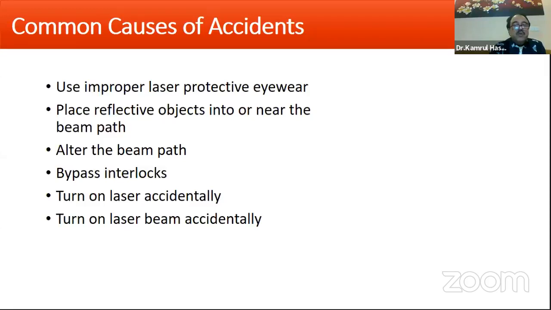Hazards include: using improper laser protective eyewear, placing reflective objects into or near the beam path, altering the beam path, bypassing the interlock, and turning on the laser beam accidentally. If accidentally there is a fire, stop the oxygen. The anesthetist stops the oxygen, and the assistant or surgeon stops the laser machine.